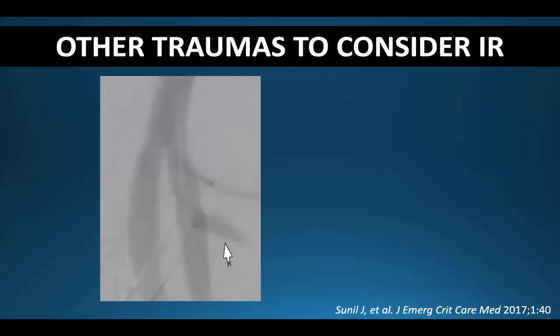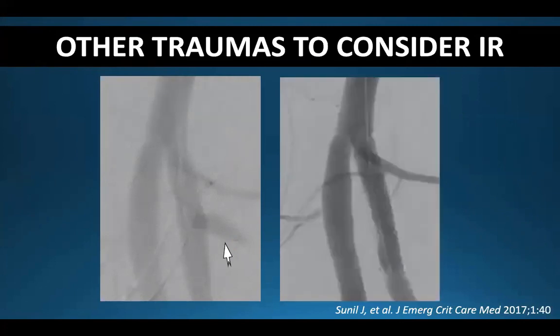In this case, we're looking at the profunda. There is a bleed and pseudoaneurysm arising from the profunda. A covered stent was placed across the defect, and post-intervention angiogram shows that there's no further bleeding nor pseudoaneurysm.